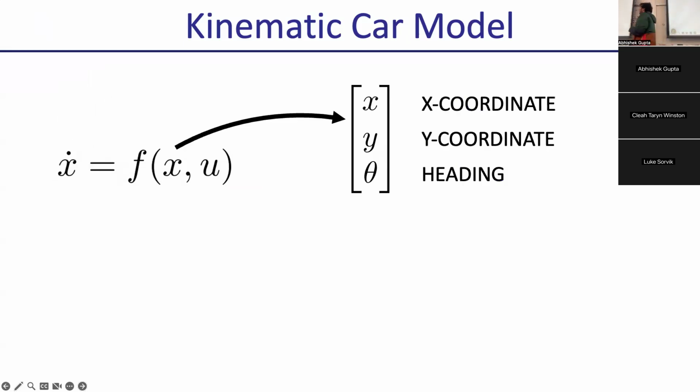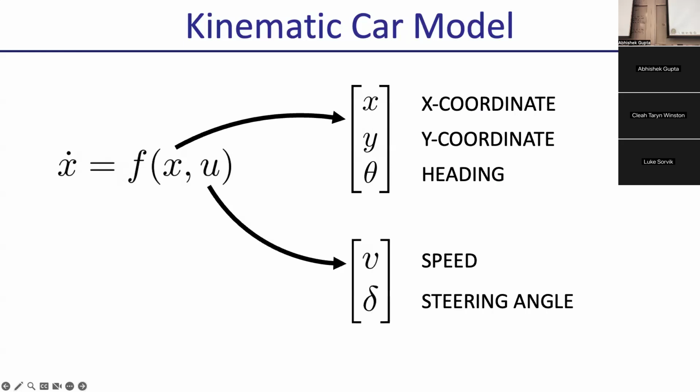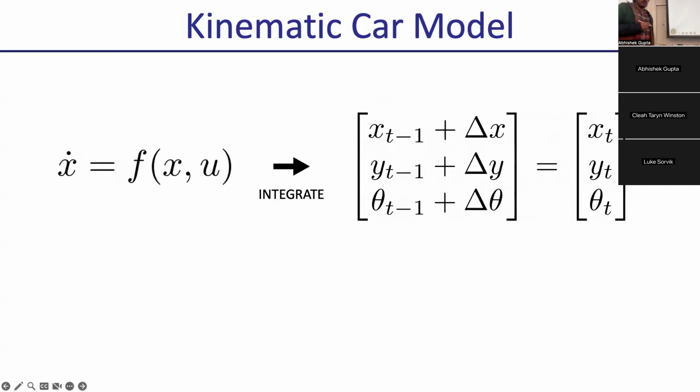Our x is going to be x, y, and theta. Our state is going to be a vector of the x coordinate, the y coordinate, and the heading, meaning the angle your car is facing. Your actions are going to be velocity and steering angle. So you're going to be able to control things like your throttle, and you can control your steering angle. So that's our system. And given this x dot, we're going to try and compute delta x, delta y, and delta theta by integrating x dot.